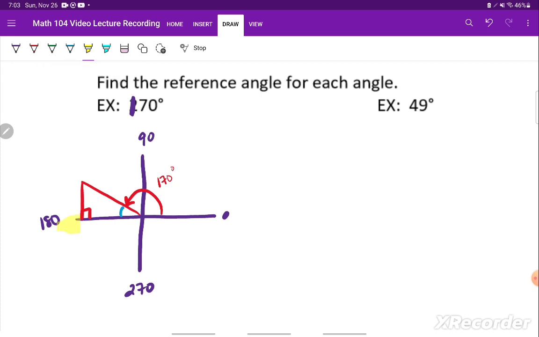Well, we've got this straight line here that we know totals 180 degrees. If this portion is 170 degrees, then that leaves only 10 degrees left to be our reference angle. So our reference angle in this example is going to be 10 degrees. Let's try another one.